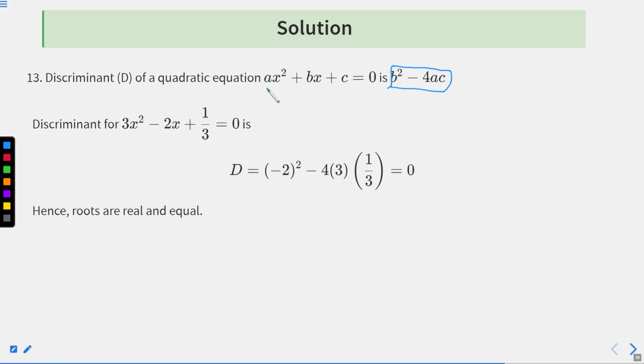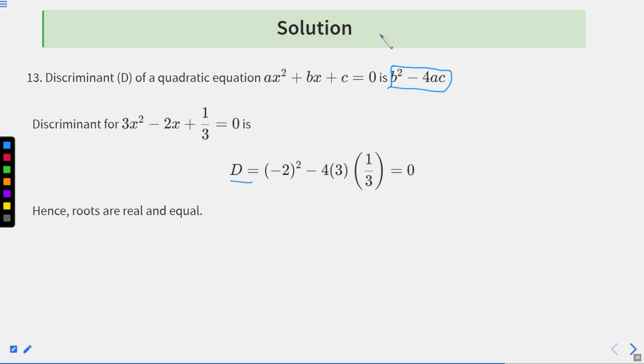Okay, so here the discriminant is equal to 0, and we know a quadratic equation ax square plus bx plus c is equal to 0 has two equal roots. It has two real equal roots if the discriminant is equal to 0. So the roots of this quadratic equation are real and equal.